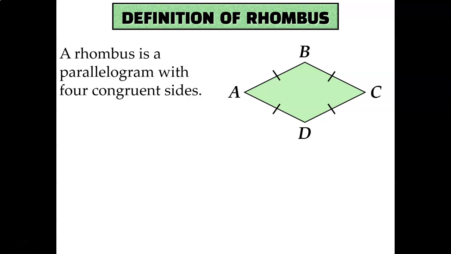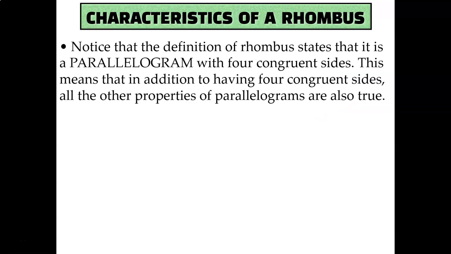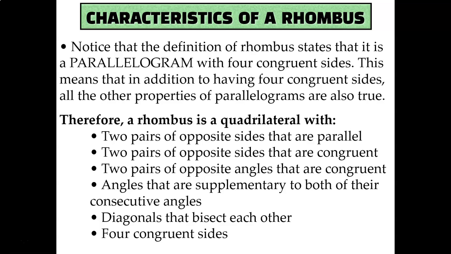Now, notice that that definition says that it is a parallelogram. And think back to what we learned in our previous lesson about parallelograms. We learned a lot of information about them. So the fact that a rhombus is a parallelogram tells us that it has all of these characteristics. So a rhombus has 4 congruent sides, that's true, but it also has everything that we already learned about a parallelogram, including that its opposite sides are parallel, its opposite sides are obviously congruent because all 4 sides are congruent, its opposite angles are congruent, its consecutive angles are supplementary, and its diagonals bisect each other.